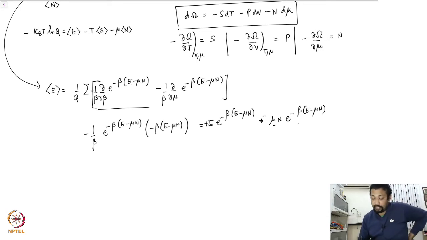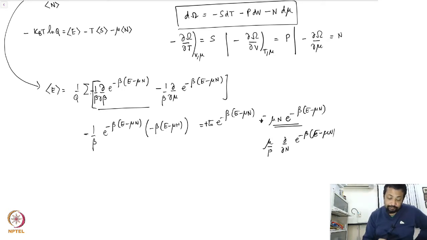So I have to add this particular term, and this particular term is essentially mu over beta times del del n of minus beta (E minus mu n). So if I am doing a minus over here, this has to be mu over beta del del mu of minus beta (E minus mu n), right? So this should be your average E, and you can manipulate this. Similarly, you can also write down the average of n, and you can see that this is the relation that you are going to come up with.